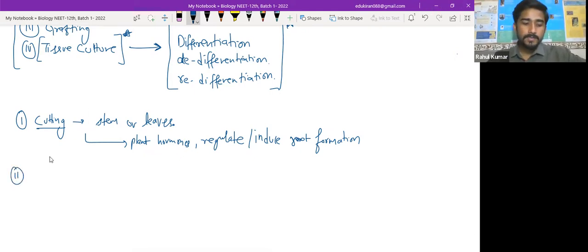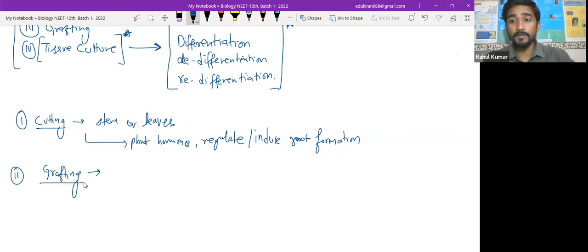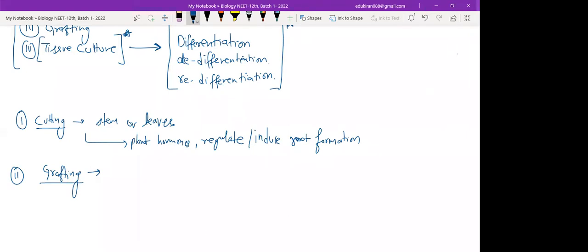Now the next one is grafting. What do you understand by the term grafting? I've already told you about grafting, right? Taking something out and putting it somewhere else, like a tissue graft or skin graft that we do. We call it plastic surgery. Remember this example, everyone? Yes.